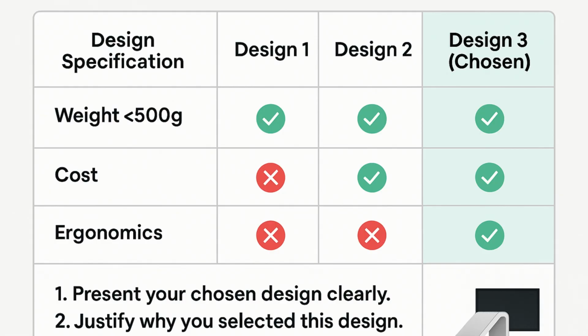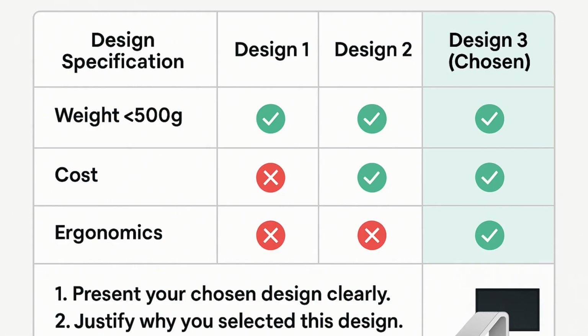Strategy 3. Consider multiple perspectives. Address different aspects. We can include functionality. Does it work well? Does it solve the problem? Then we have the aesthetics. Does it look good? Does it appeal to the target audience? Then we have manufacturing. Can you actually make it with available resources? The cost. Is it affordable within your budget? Sustainability. Is it environmentally friendly? Safety. Is it safe to use?